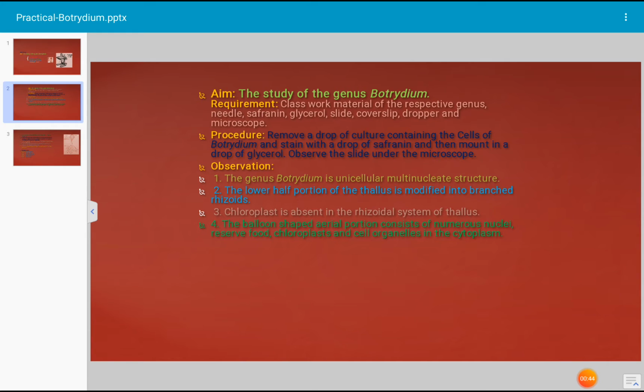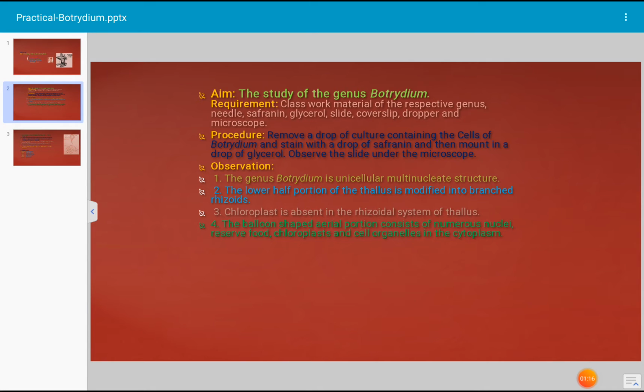Remove a drop of culture containing cells of Botrydium and stain with a drop of safranin. We are removing this Botrydium with the help of a dropper because it is a very small microscopic structure, and in a drop of water many Botrydium will be present. Stain this with a drop of safranin and then mount in a drop of glycerin on a clean slide.